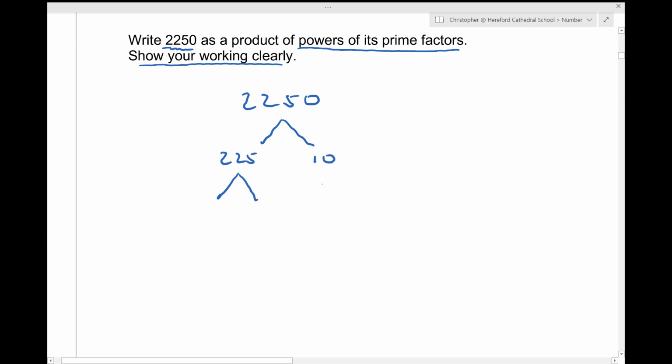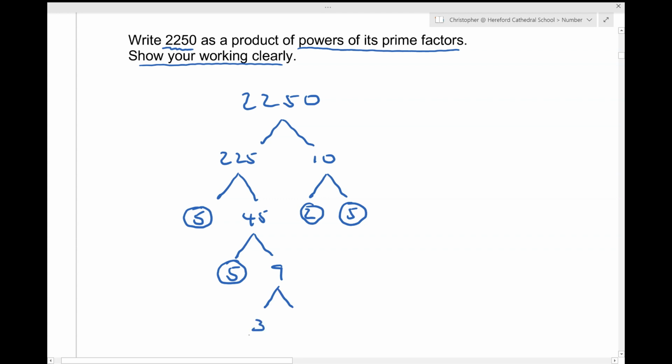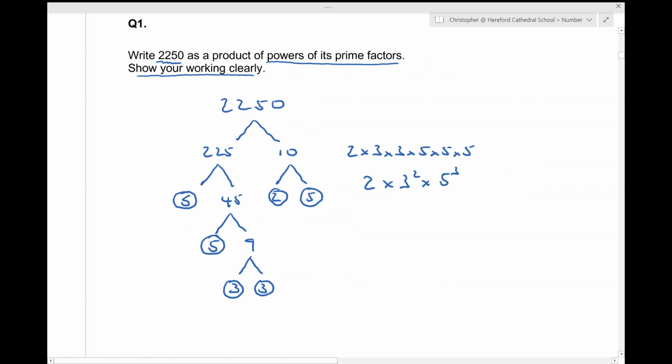It ends in a 0, so I knew I could take 10 out. 10 is 2 times 5, and that's finished. 25, well, I can see 5 goes into that. You could use your calculator to see how many times. 5 goes into 225 45 times, and 45 is 5 times 9, and 9 is 3 times 3. So I get that 225 is going to be 2 times 3 times 3 times 5 times 5 times 5. And so I need to put that as a product of powers of its prime factors. So I need to write 3 squared and 5 cubed. There you go, that's question 1 done.